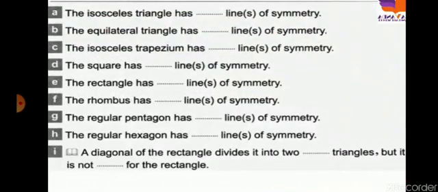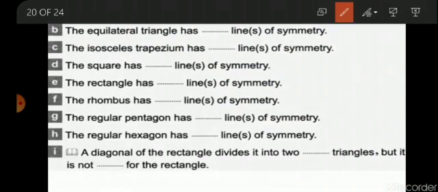Letter A, the isosceles triangle has any isosceles? Excellent, one. The equilateral triangle has equilateral, 3. The isosceles trapezium, any isosceles, 1. The square, 4. The rectangle, any R, 2. Rhombus, any R, 2. Regular pentagon, 5. Hexagon, 6.